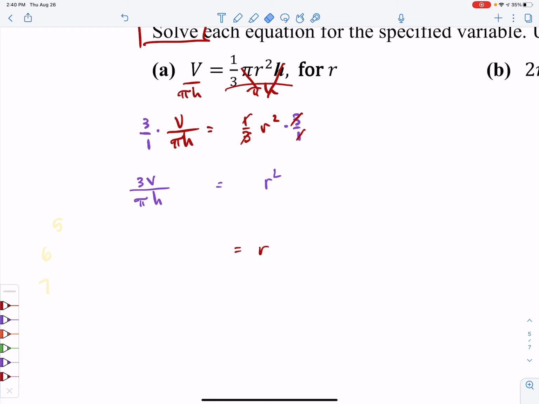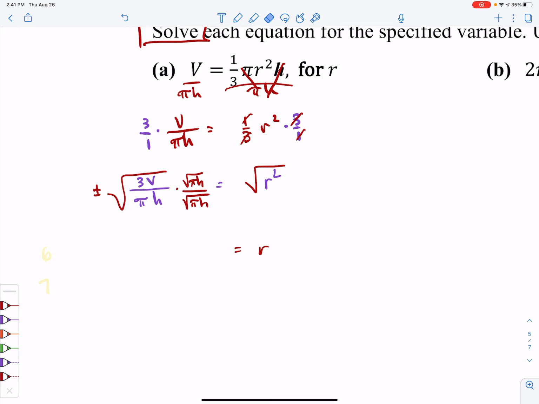Now we know how to get rid of a square. We know that we're going to take the square root of both sides, and we're not going to forget our plus or minus on that. So I already have here that the square root of r squared is equal to an r.